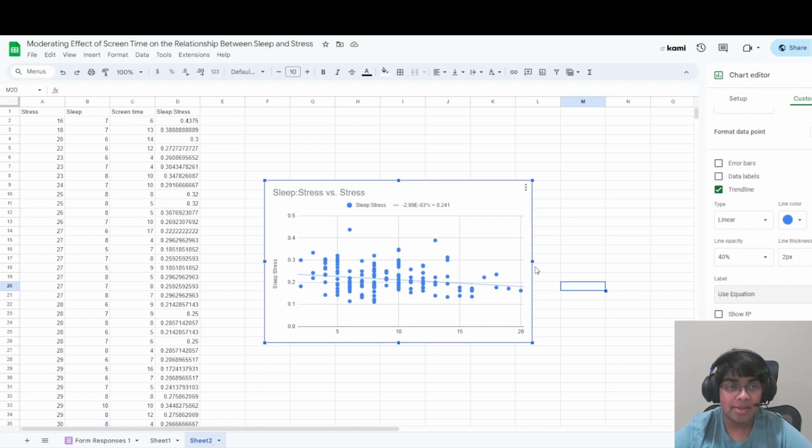What we can also do is click the button Use R squared here, defined as an R squared value as explained earlier by Akilan. And so in this case, you can see that the R squared value of this correlation is 0.038, which is extremely low, as the more statistically significant R squared values would be closer to 1. So in this case, you can see that the correlation is minimal between screen time and the sleep stress relationship.